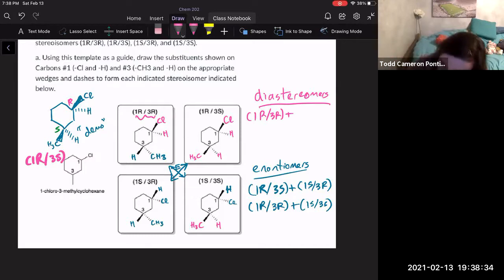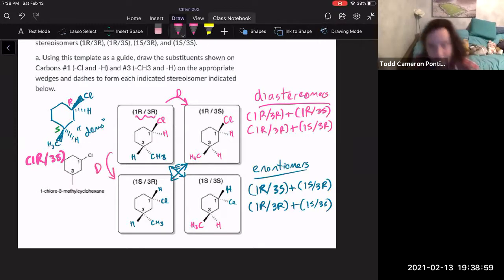So 1R, 3R, its diastereomer would be 1R, 3S. So these two are diastereomers of each other. And also, 1R, 3R, the other way I can make a diastereomer is if I made it 1S and 3R. So these are diastereomers of each other.